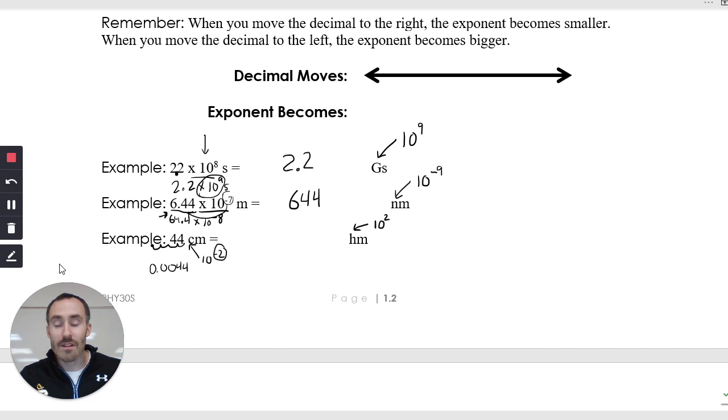0.0044 times 10 to the positive 2. So I have taken 4 10s out of the 44 and I have put them into the exponent. And that has changed my exponent from negative 2 to positive 2. It's gone up by 4. And that now matches the hectometers. So my answer now is 0.0044. Okay?